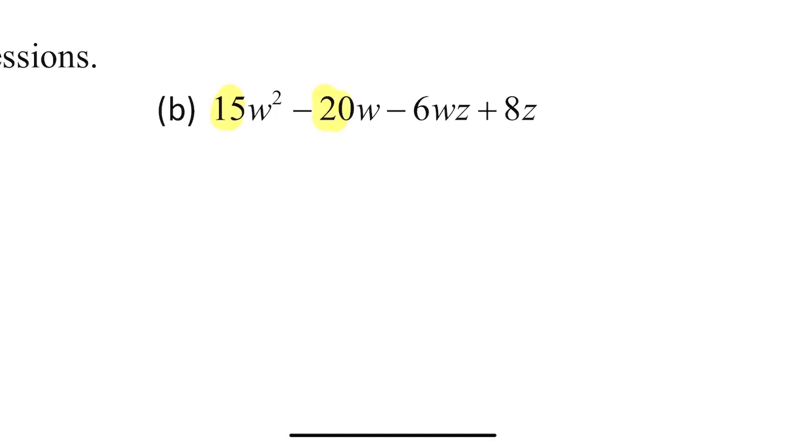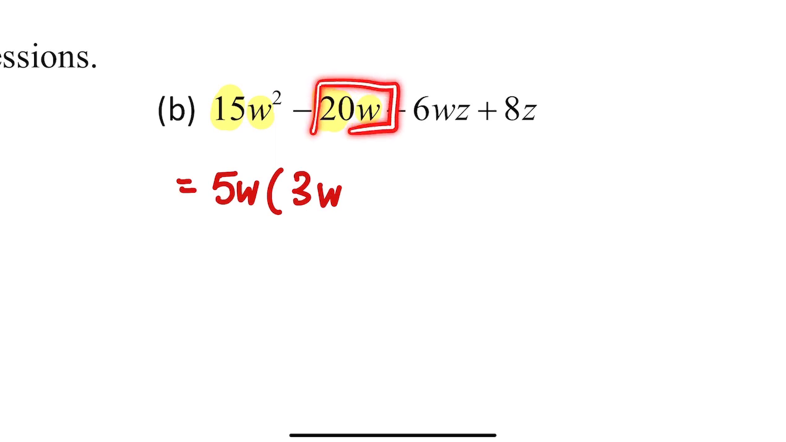Common factor of 15 and 20 is 5. W and W is a common factor. So I can take out 5W. I'm left with 3W. Then over here, negative 20W, take out 5W, I'm left with minus 4.